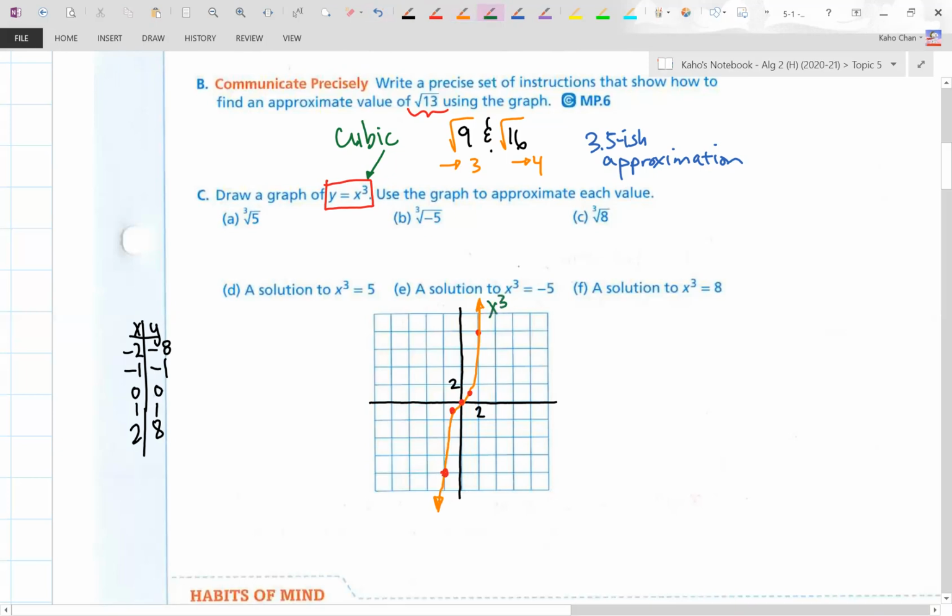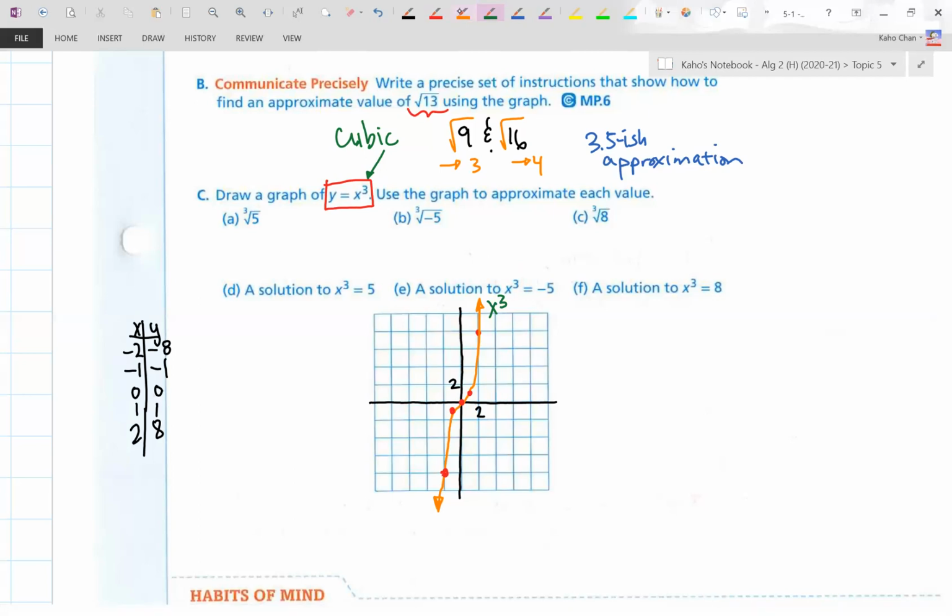Now, there are 6 questions here that they're asking us to do, and the order in which they are asking us to do this is kind of backwards, to be honest. I'm going to do D, E, F first, okay? They're saying, hey, a solution to x to the third equals 5.